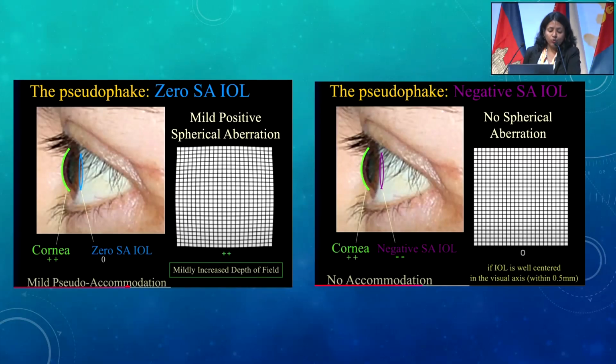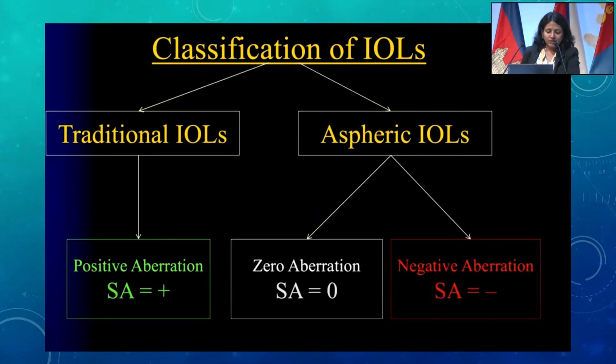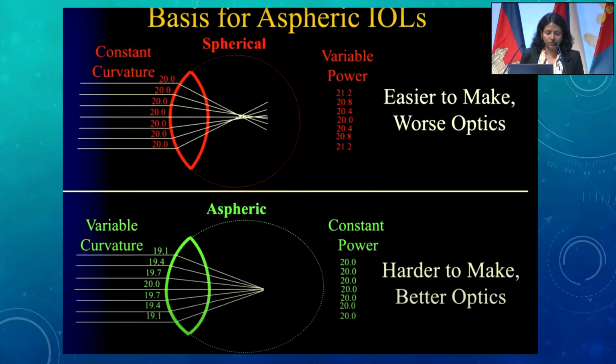So there are two lenses that we have, that is a zero spherical aberration IOL and the negative spherical aberration IOL, what we call the aspheric IOLs. These aspheric IOLs help to prevent spherical aberrations from forming, but at the cost of depth perception, because a little amount of spherical aberration actually gives us depth perception. So I just spoke about this. Traditional IOLs are the ones which have positive spherical aberration, and the aspheric IOLs which we are using now, which we call the premium IOLs, are divided into two, that is zero aberration and negative aberration.